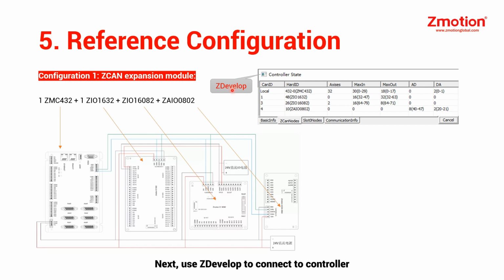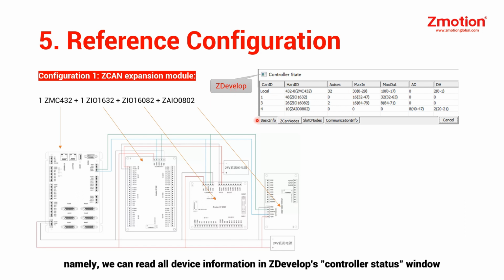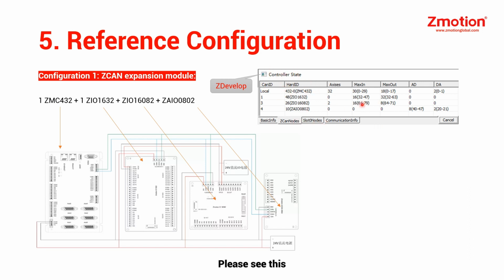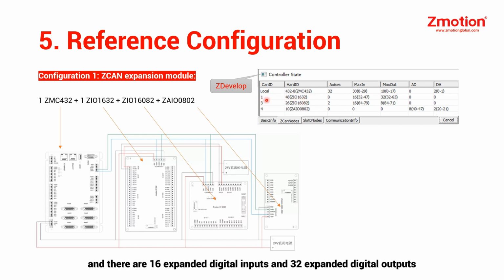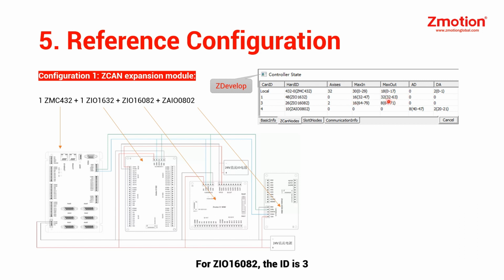Next, use ZDevelop to connect to controllers. Namely, we can read all device information in ZDevelop's controller status window. Please see this. ID of ZIO1632 is 1, and there are 16 expanded digital inputs and 32 expanded digital outputs. For ZIO16082, the ID is 3. There are 16 digital inputs and 8 outputs, and it has 2 pulse axes. For ZIO0802, the ID is 4, 8 analog inputs and 2 analog outputs.